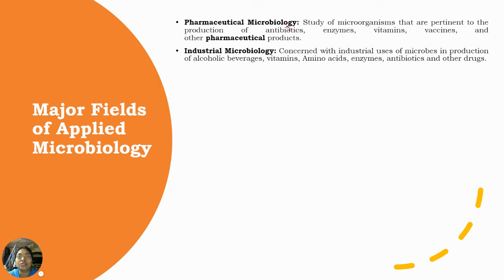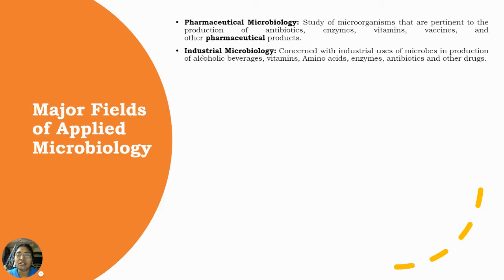Under pharmaceutical microbiology, we are focusing only on the pharmaceutical products, whereas under industrial microbiology, there is no limit. There are so many industries using them. They can synthesize alcoholic beverages, vitamins, amino acids, enzymes, antibiotics, etc. So many other applications are available where we can use microorganisms at the industrial level to produce many useful products for human life.